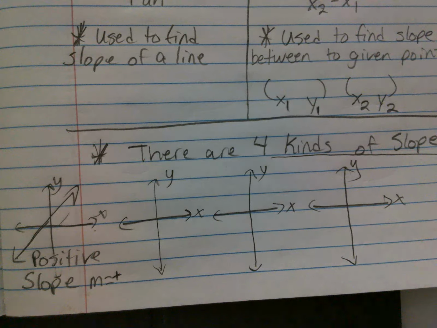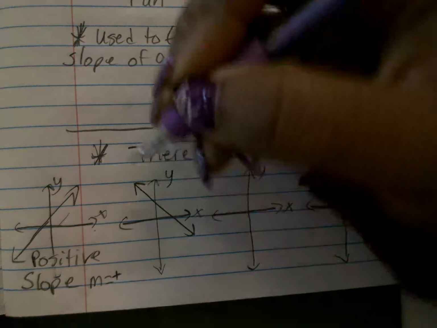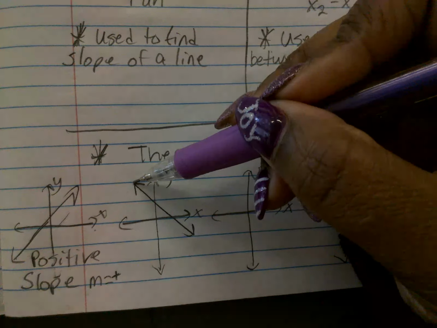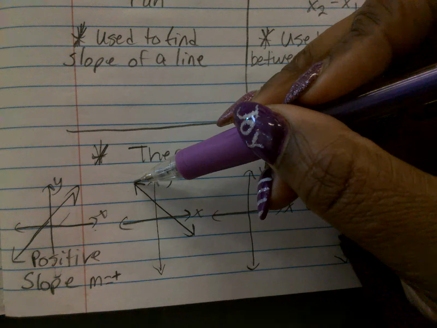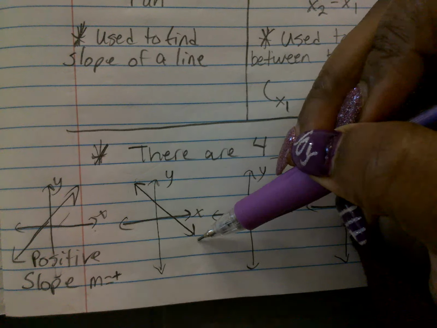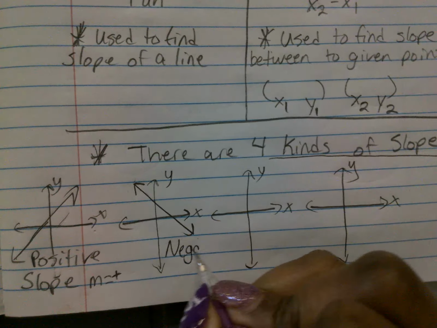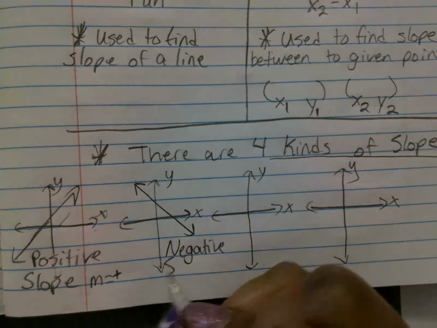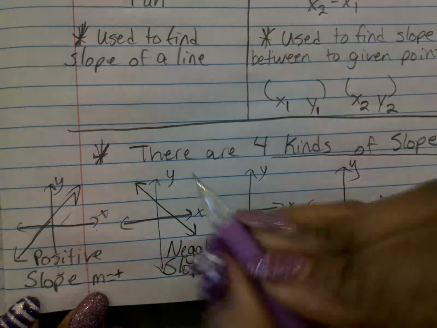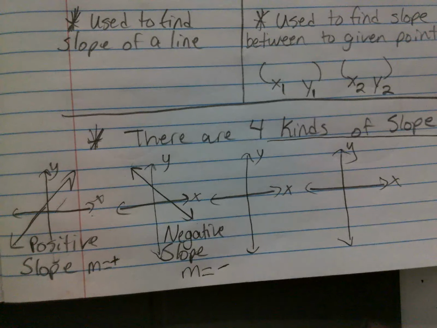If I have a line that is going down, when I calculate my slope, from left to right the line is going down. The numbers on the line start way up here, and as the line continues, the points on the line are going down. This is a negative slope. That means when I calculate my slope, my M here is going to equal a negative number.